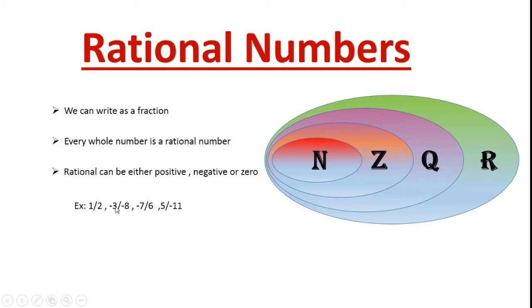The next one, minus 3 by minus 8. The numerator is negative and the denominator is also negative. So both have the same sign. So it is a positive rational number.